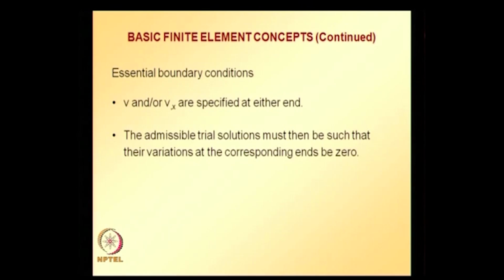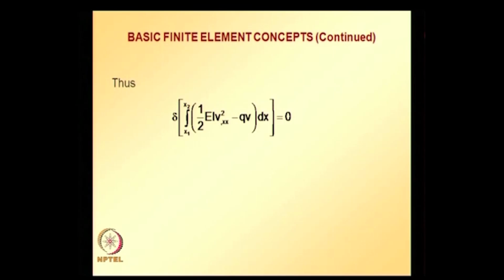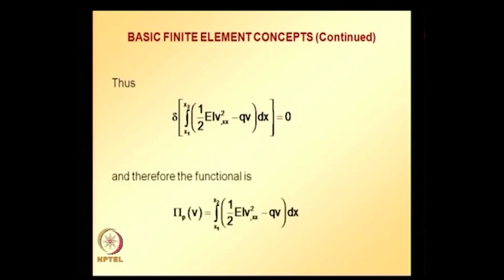This is the reason the admissible trial solution must be such that its variation at the corresponding end should be 0. Therefore, with the use of admissible functions, the boundary terms vanish and the equivalent functional becomes this one. And whatever is inside the variation is nothing but the potential energy functional, which is given by this. This is only applicable when essential boundary conditions are specified at both ends.